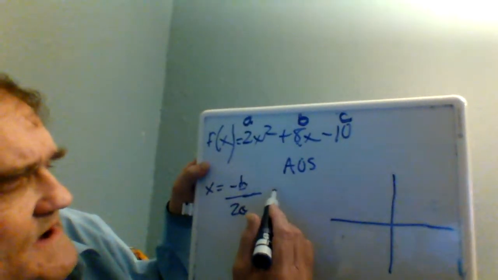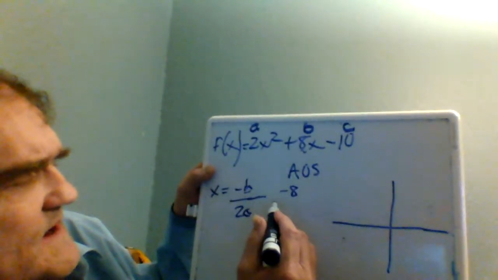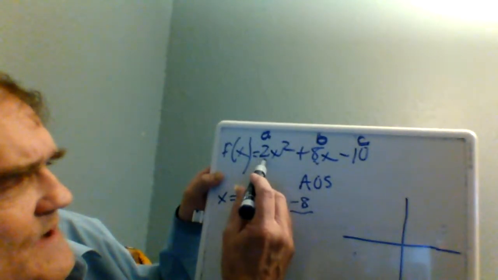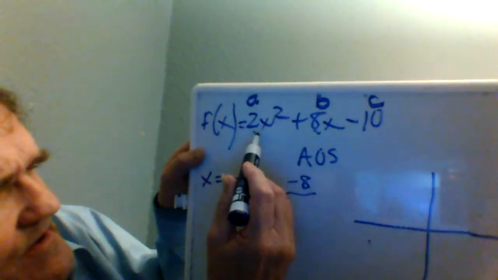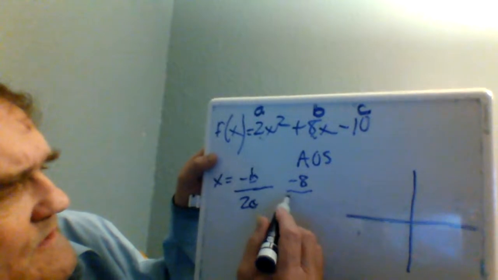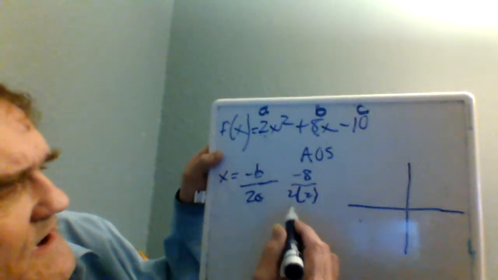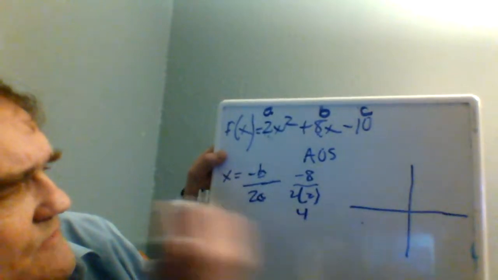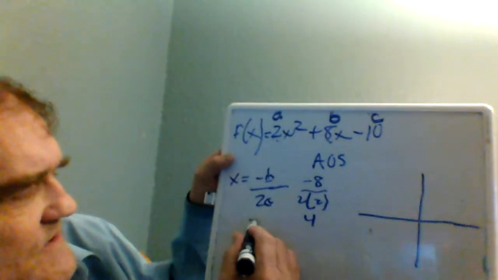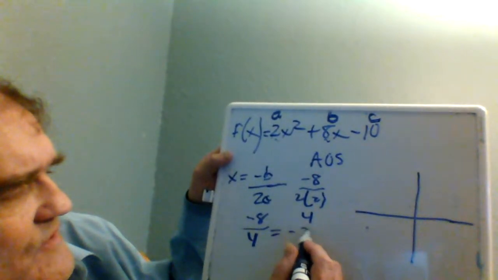So they're talking about negative 8 over 2a. This is going to be a right here. That's going to be 2 times 2, that's what a is, 2, is going to be 4. So right there you have negative 8 over 4, which gives you negative 2.